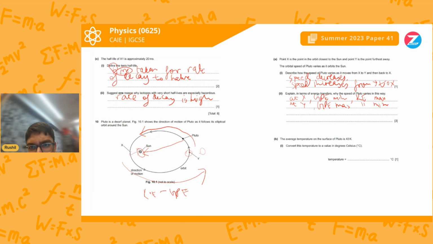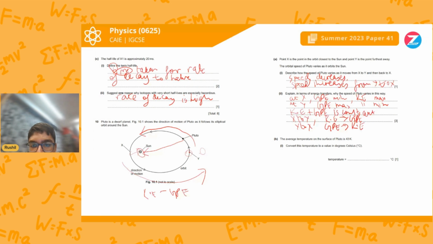So the kinetic energy plus the gravitational potential energy is constant. So as they move, the kinetic energy is transferred to the gravitational potential energy, and gravitational potential energy is transferred to kinetic energy, and vice versa, depending on the scenario. So we can write that this is why the speed of Pluto varies, because X to Y, KE is transferred to GPE, and Y to X, GPE is transferred to KE, kinetic energy.